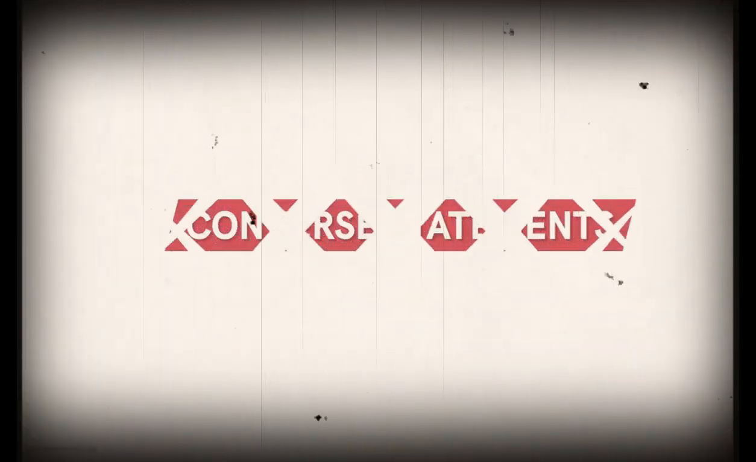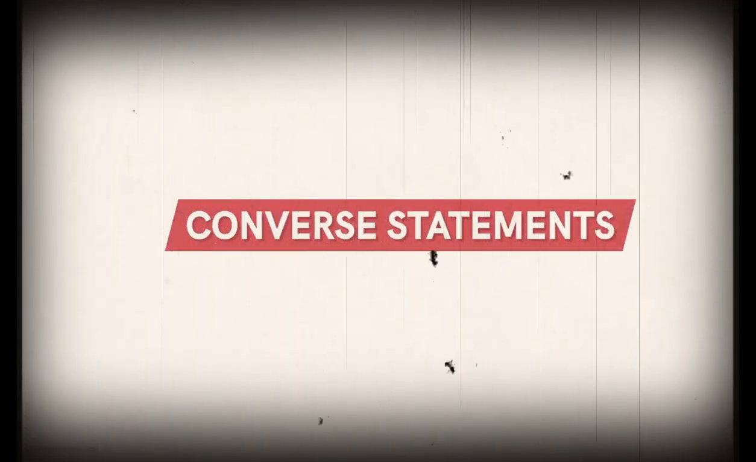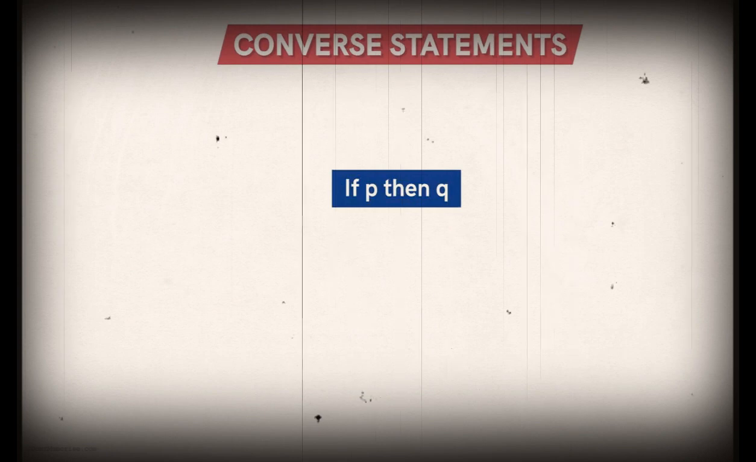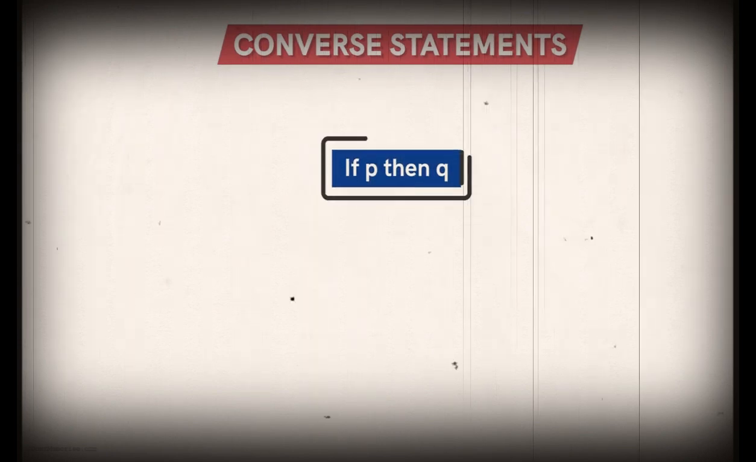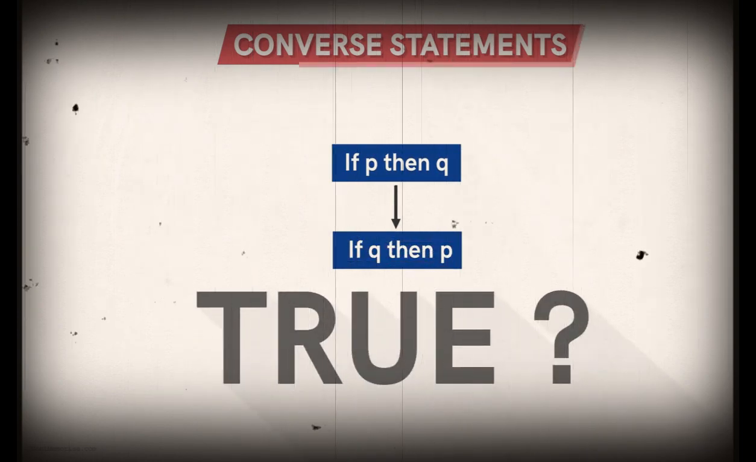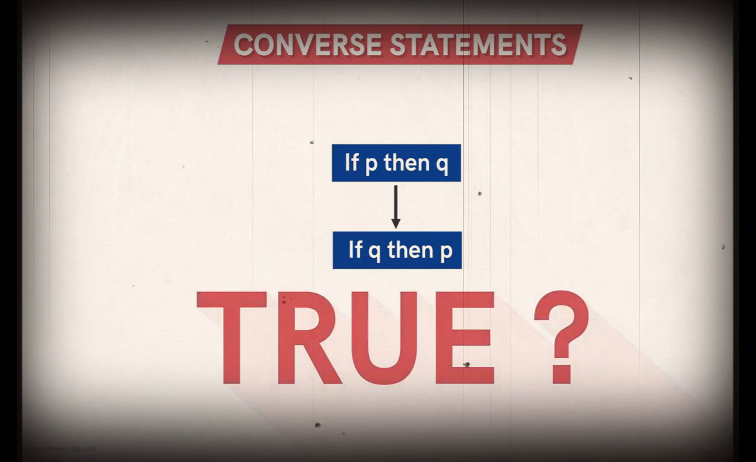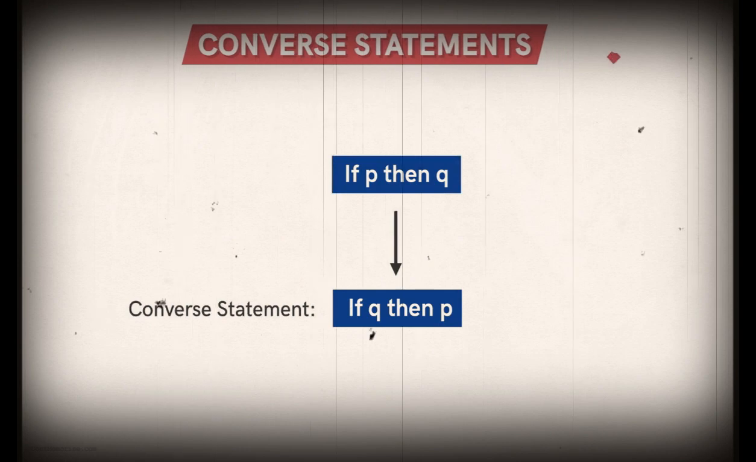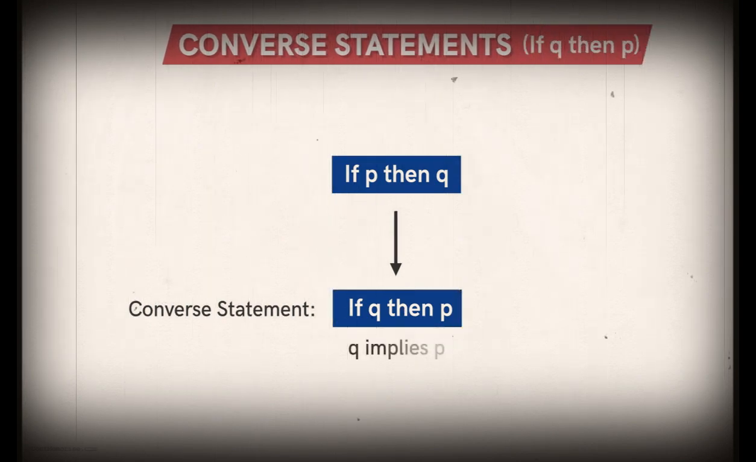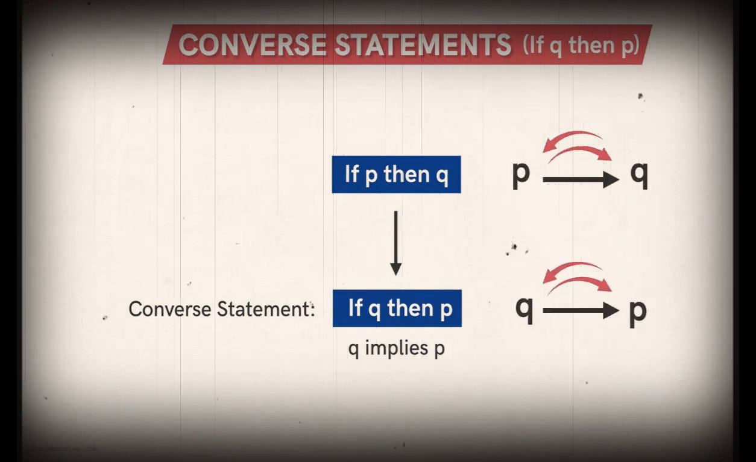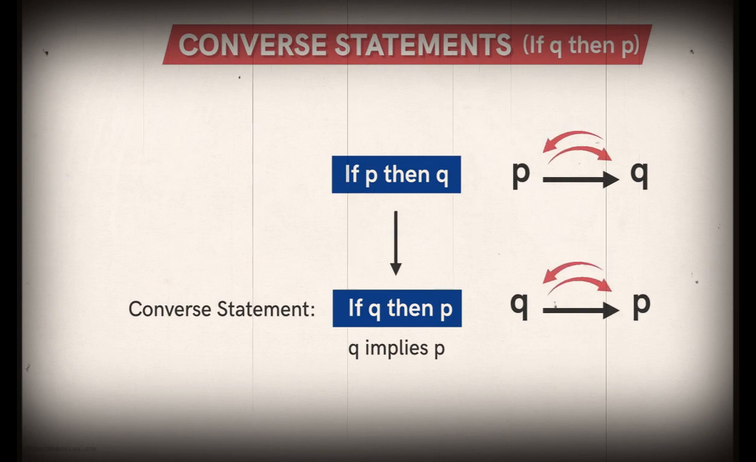For now, let's see what converse statements are. We just saw what if-then conditional statements are, that is, statements of the form if P then Q. Now can you tell me for this statement, if Q then P is also true? That is, whether the converse of the statement is also true? Yes, for a statement of the form if P then Q, its converse statement would be if Q then P, that is, Q implies P. It's nothing but interchanging conditions and the outcome. Simply put, it means that if Q happens, then P also happens.